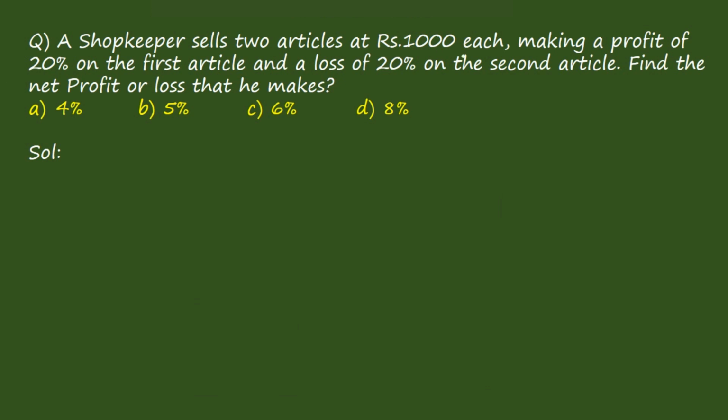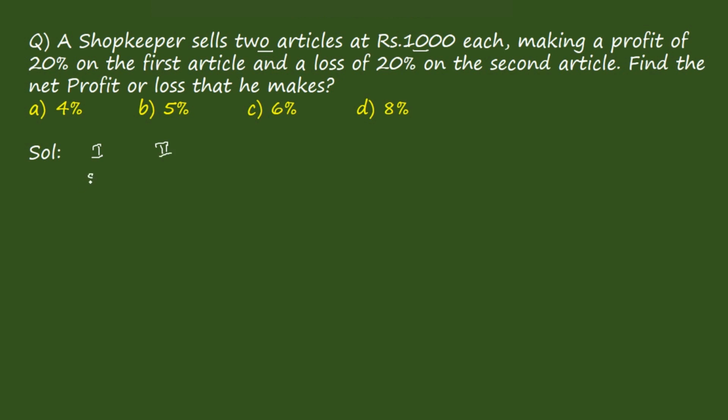A shopkeeper sells 2 articles at ₹1,000 each, making a profit of 20% on the first article and a loss of 20% on the second article. Find the net profit or loss that he makes. Okay, first we understand the question. They're saying that the shopkeeper sells 2 articles of ₹1,000 each, right? There are 2 articles, the first article and the second article.